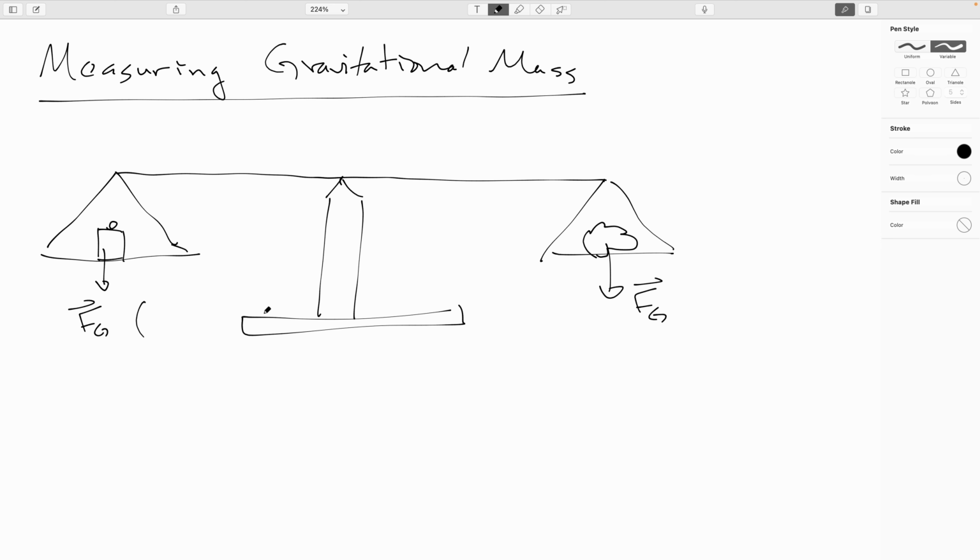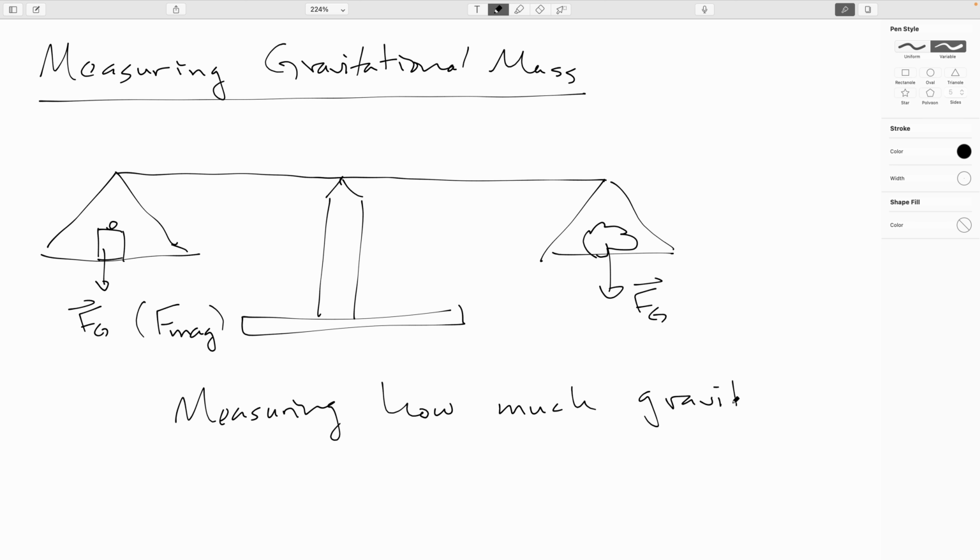Or if it's the primary standard, where we're using a Kibble balance or Watt balance, as it's also known, I would be looking at a known magnetic force that I would be applying here. But either way, what this is doing is measuring how much gravity interacts with an object.